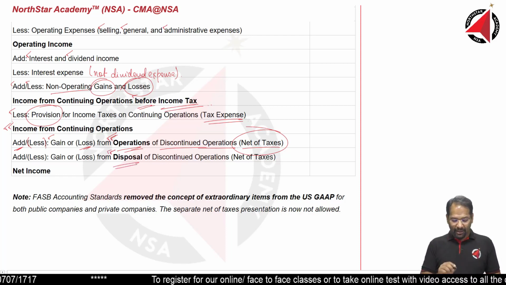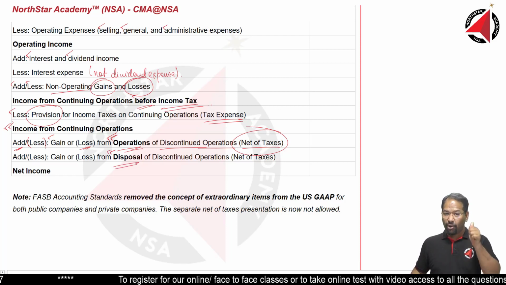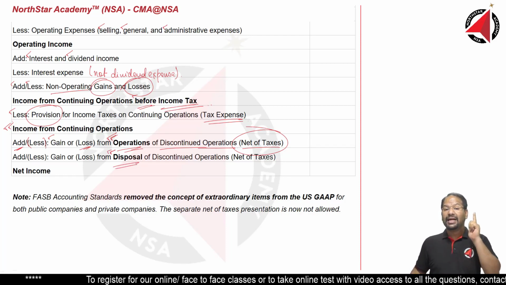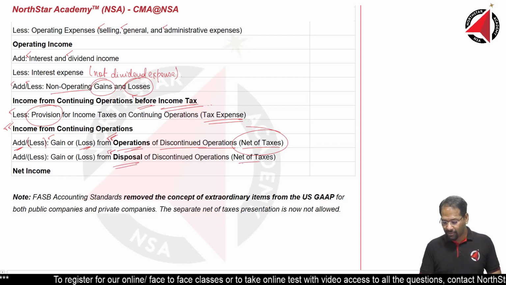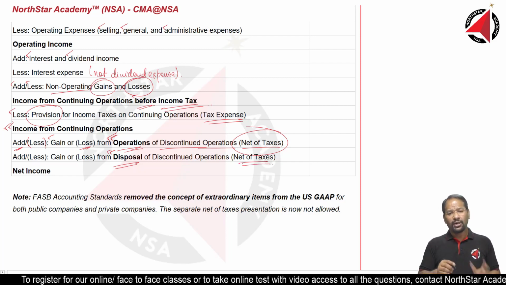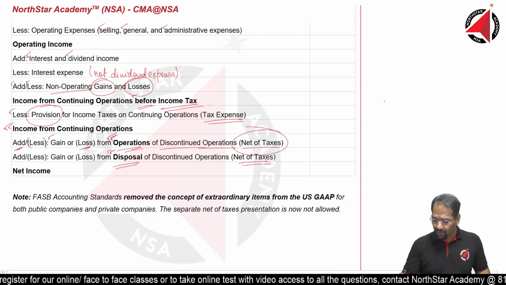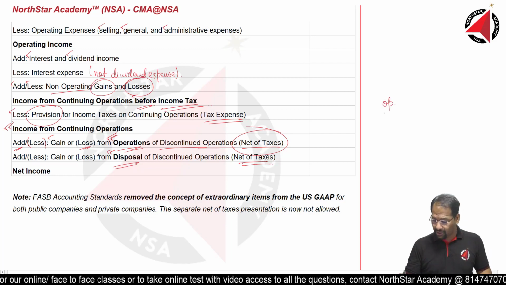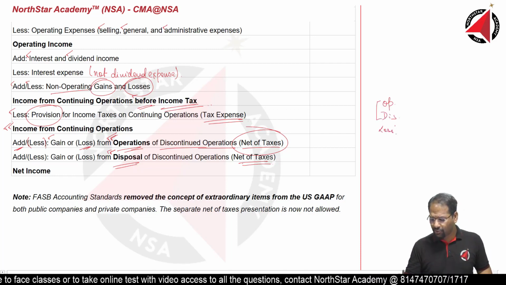Remember, I have bolded gain or loss from operation and gain or loss from disposal. Both have to be presented net of taxes. Or another way of presenting it: show gain or loss from operation and show gain or loss from disposal, and on these two, whatever tax has come you write here, and then show the net.